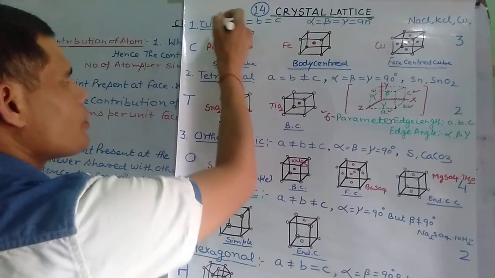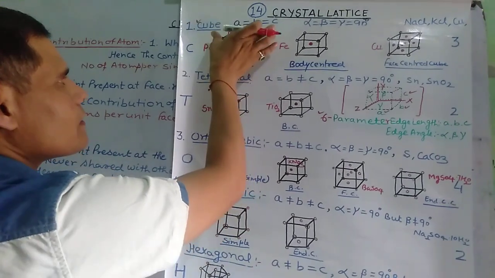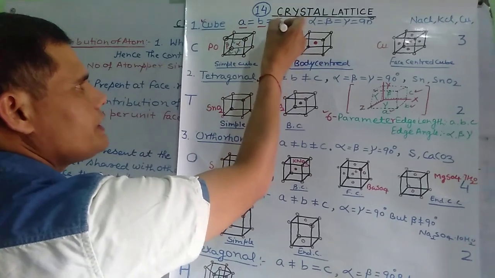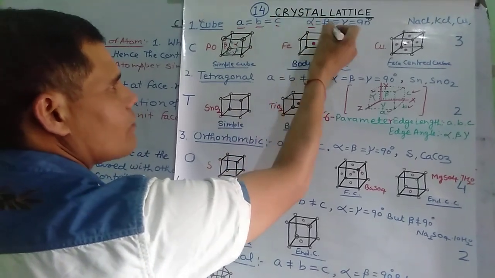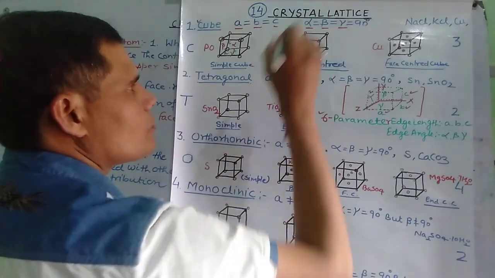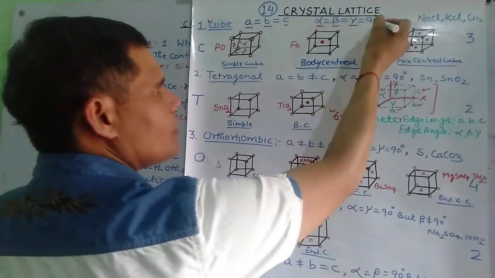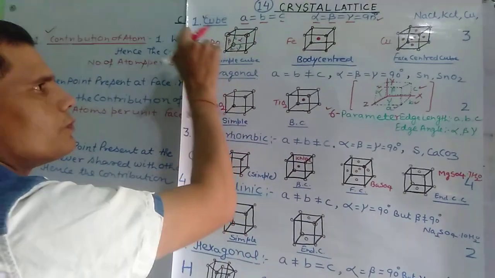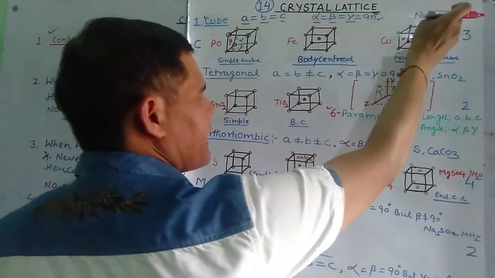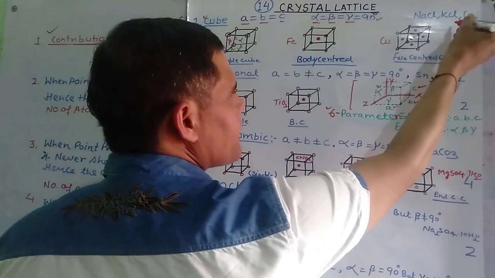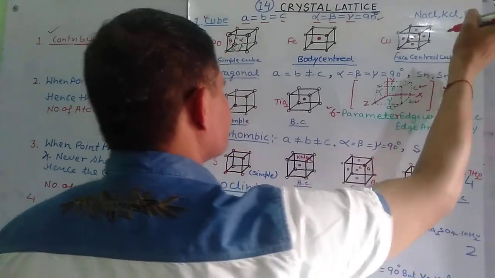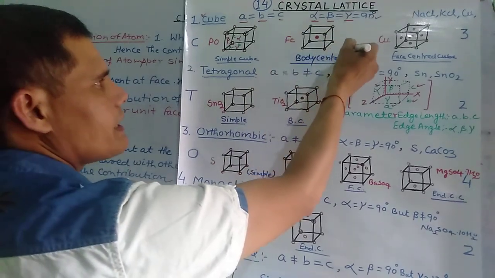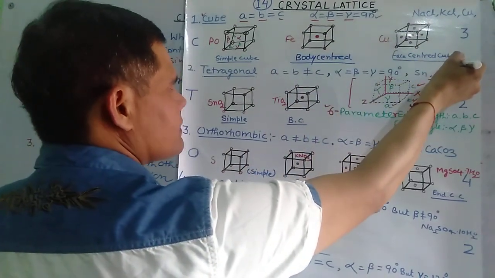First of all, cube. When A equal to B, B equal to C, and alpha equal to beta, beta equal to gamma, and these are equal to 90 degrees, the structure will be called cube. And the examples are NaCl, KCl, and copper. Cube is simple cube, body centered, and face centered.